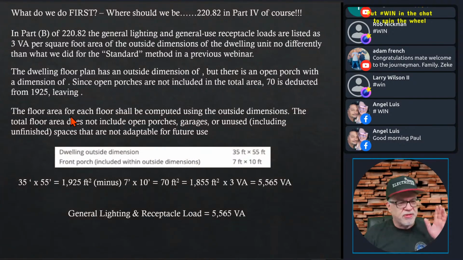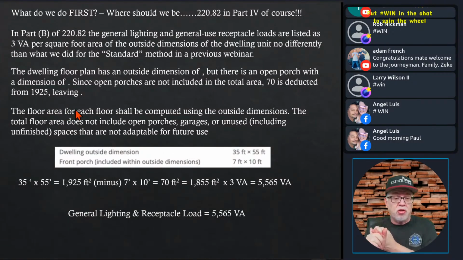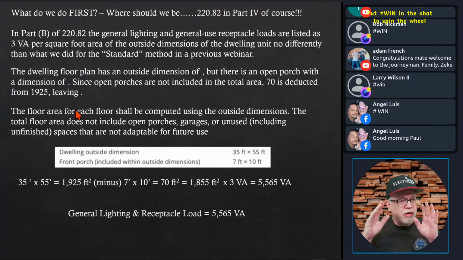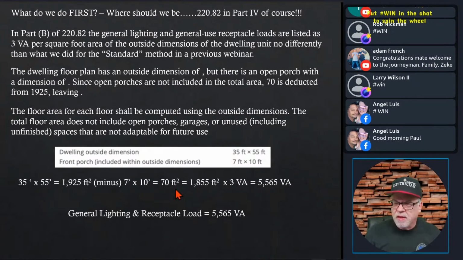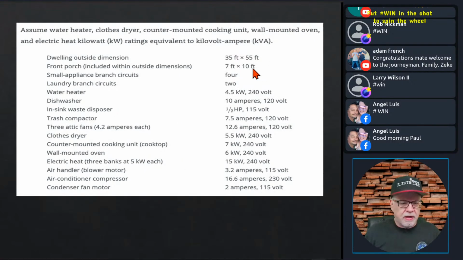All right, so that's your first step. That's your general use. And that general use is going to cover the receptacles in your bedrooms, living rooms, basements, all that type of stuff. All gets covered in this general use, and all your general lighting, okay? All right, so we got this part covered, okay?